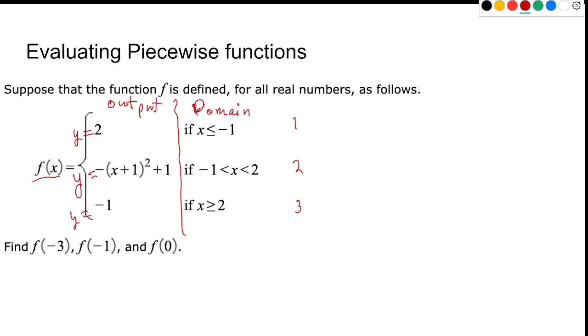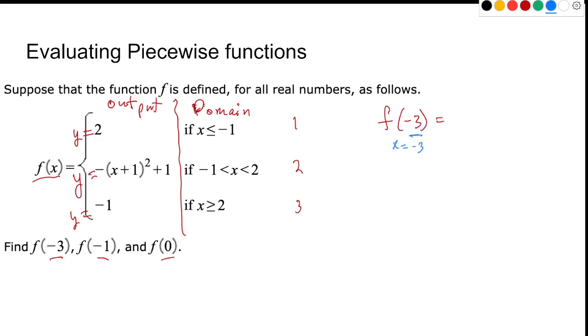So we've been asked to evaluate 3 separate values, and we'll go ahead and do all of those. Okay. So first of all, f of -3. What do we do first? Well, we first have to check what part of the domain is -3 in. So this is really saying x is equal to -3.